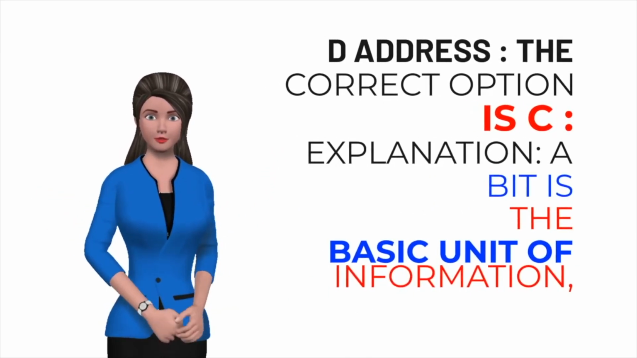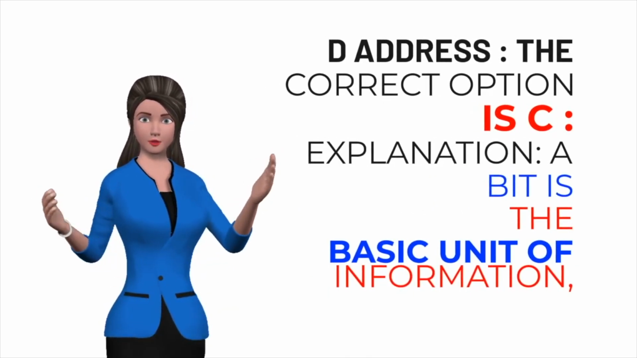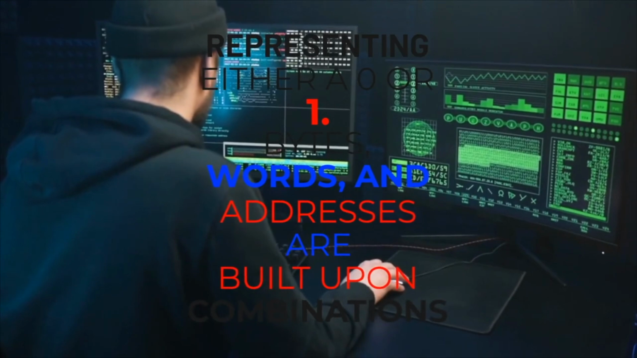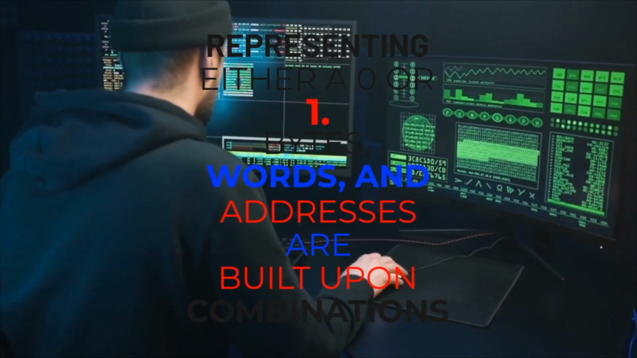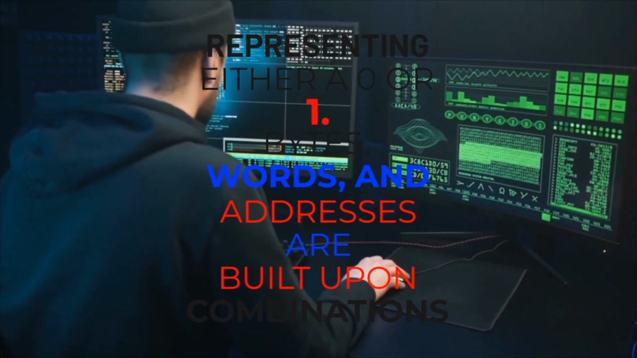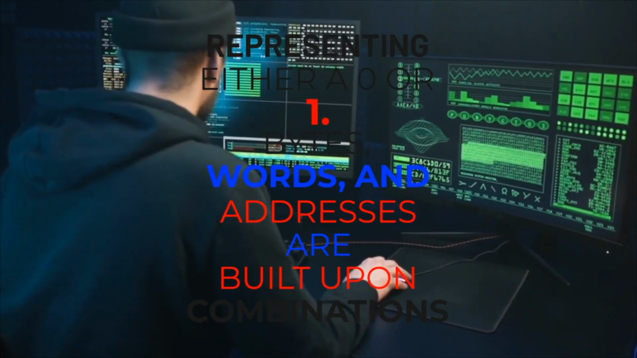The correct option is C. Explanation: A bit is the basic unit of information, representing either a 0 or 1. Bytes, words, and addresses are built upon combinations of bits.